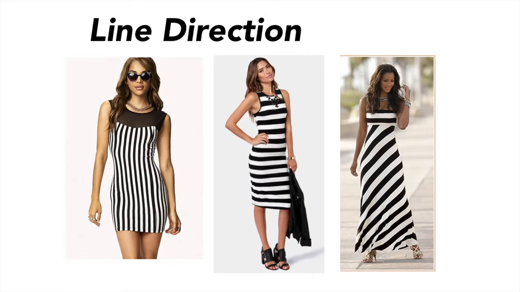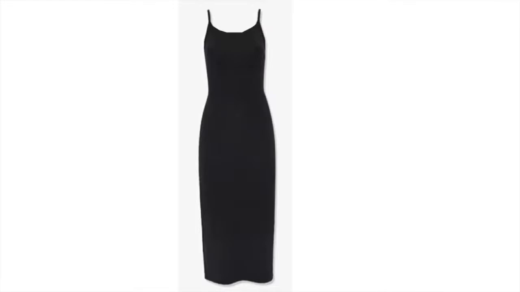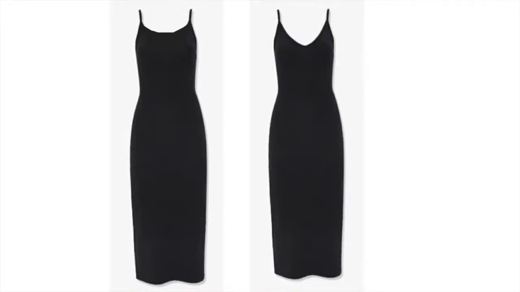Diagonal lines are the most interesting to the eye because they suggest action, movement, instability, excitement, interest, and drama. Let's see the effect that line can have on this little black dress. First, by lowering the neckline, we actually create more visual length.